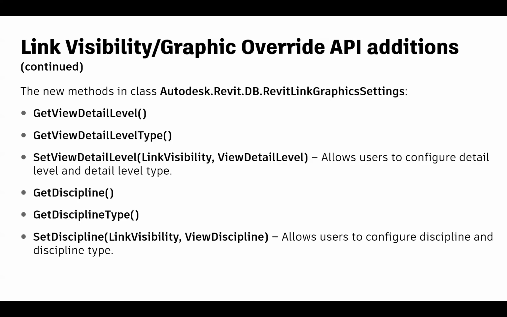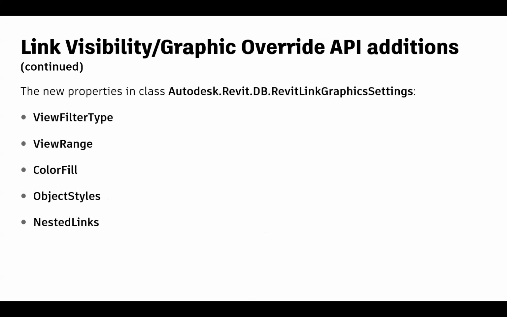There are more new methods, basically to get view detail level, GetViewDetailLevelType, SetViewDetailLevel, GetDisciplineType, and SetDiscipline. New properties in RevitLinkGraphicSettings: ViewFilterType, ViewRange, ColorFill, ObjectStyles, and NestedLinks.